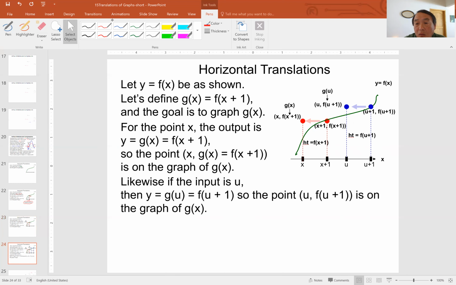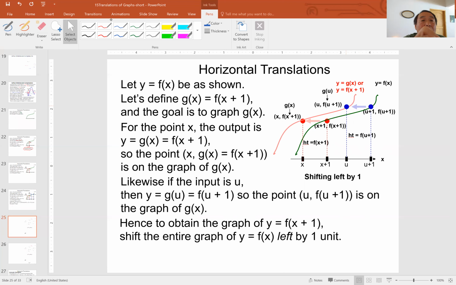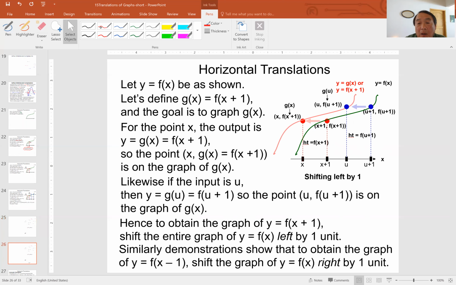If I do this to the point u, I do the same thing and go to u plus 1 and move it back to the point u. That's g of u. If I do this to every point, I move the curve to the left for x plus 1. Then for x minus 1, I move it to the right.